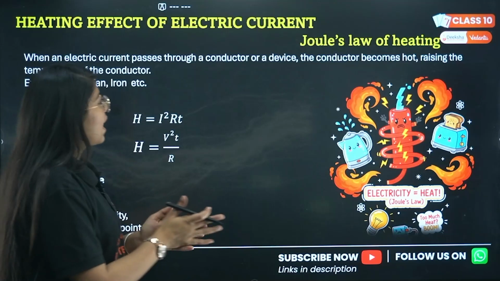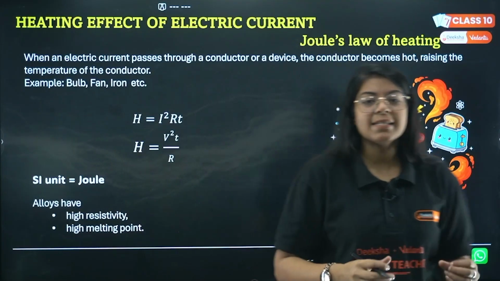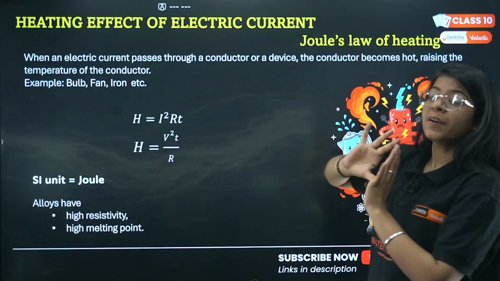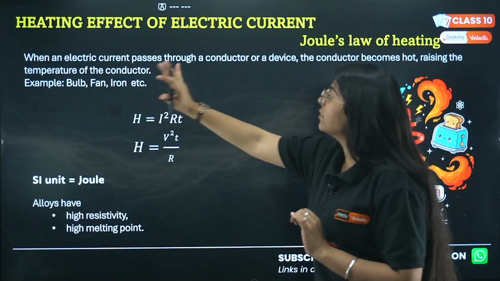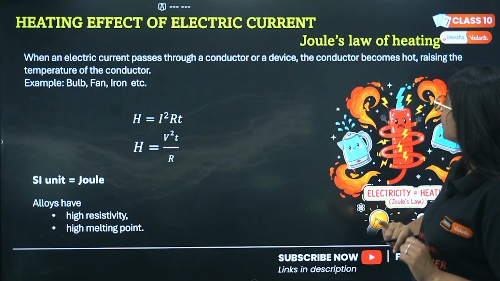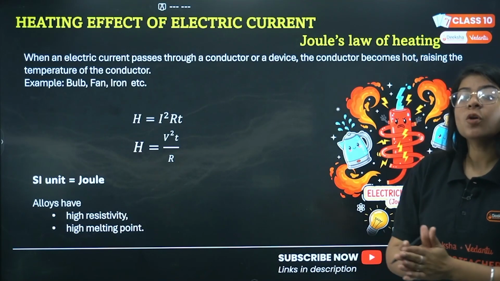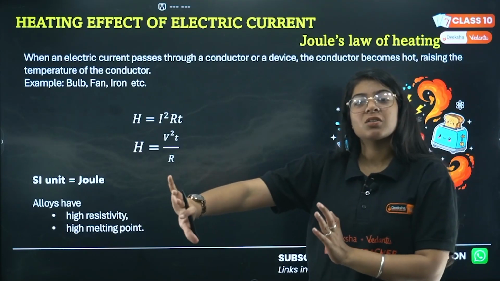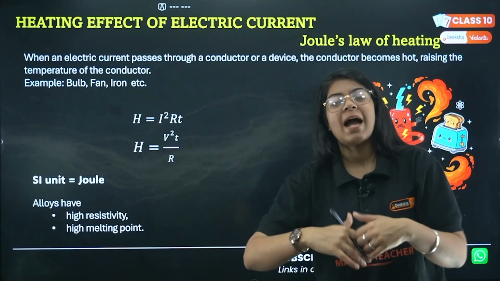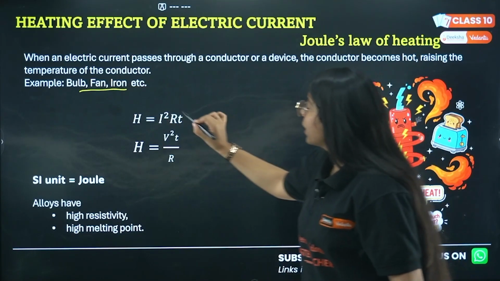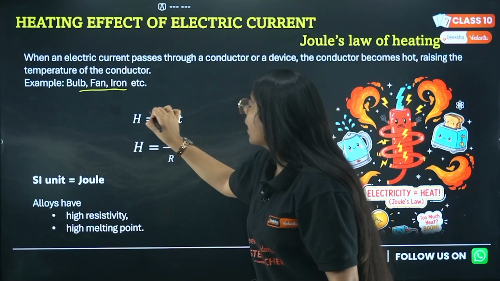Now next we have an important topic, that is heating effect of electric current, that is Joule's law of heating. It says when an electric current passes through a conductor or a device, the conductor becomes hot. Whenever you touch a bulb, it is hot, because electric current is passing through that bulb for a long time and it became hot. Like bulb, fan, iron. So the main formula is I square R T.